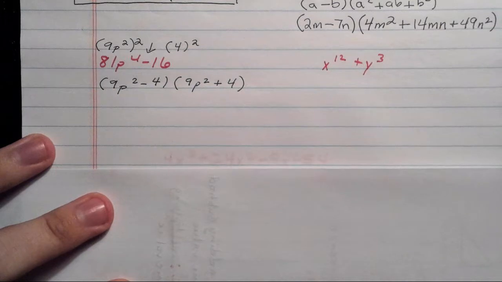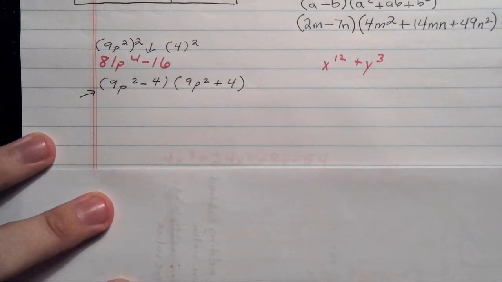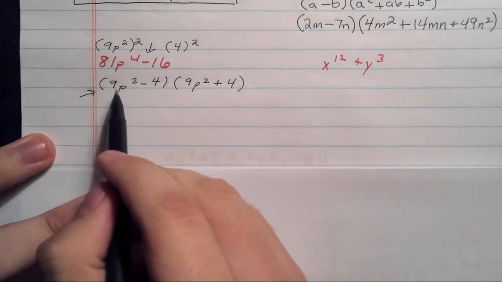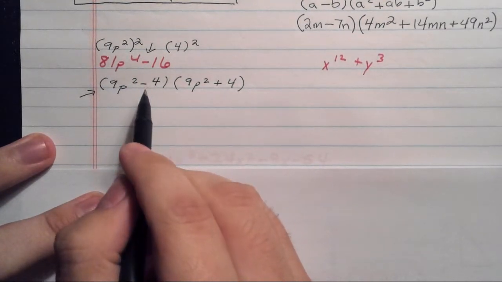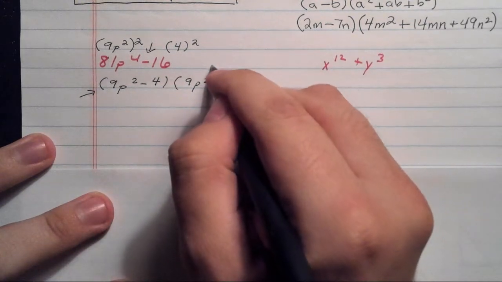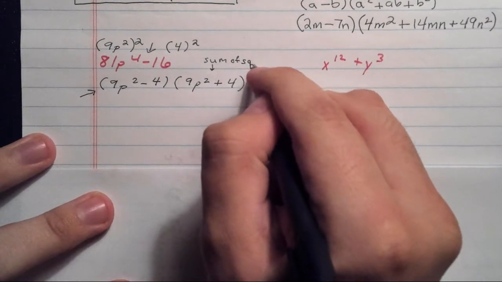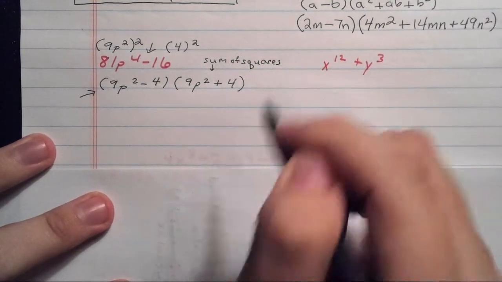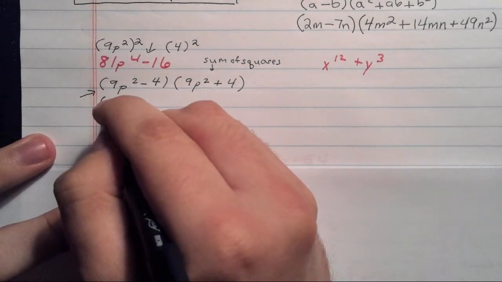Now we saw this come up a few times throughout the year. Be careful here. I'm not actually done. Because if you look at this first factor right here, I recognize that, hey, 9p squared and 4 are both squares. And what's more, this is still a difference of squares. Right here, this is what we call a sum of squares. A sum of squares does not factor, it's prime. So you can leave that alone. This one right here, though, I will have to factor.